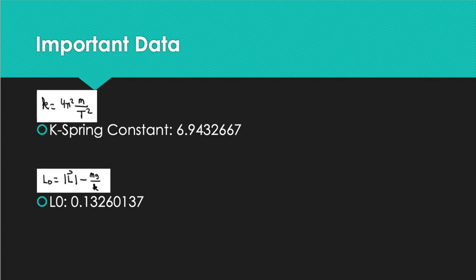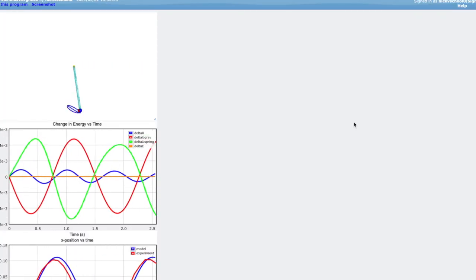0.13260137. After calculating the spring constant and relaxed spring length, I plugged these values into my GlowScript program to create my predicted motion model, as well as the starting position of the spring and the mass. You will now see my GlowScript code running.